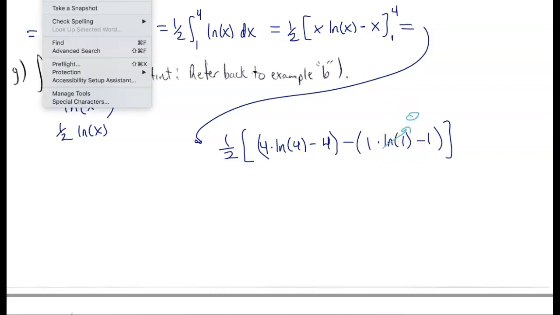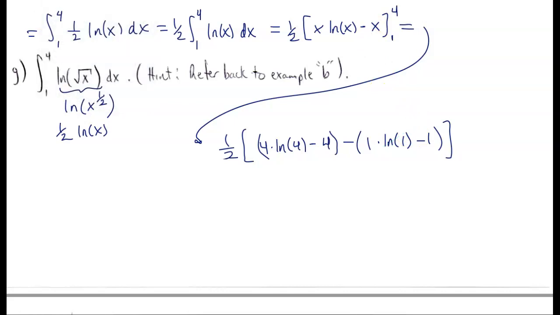Of course, we know that natural log of 1 is going to be 0. Oh, let me not do it in that color, that's a little too bright. Let's do it in red. So natural log of 1 is 0, and 0 times 1 is 0. And 0 minus 1 is -1. But we have a negative times a negative here, which ends up being a positive. So when we move down and write this again, this is going to be a +1 here.